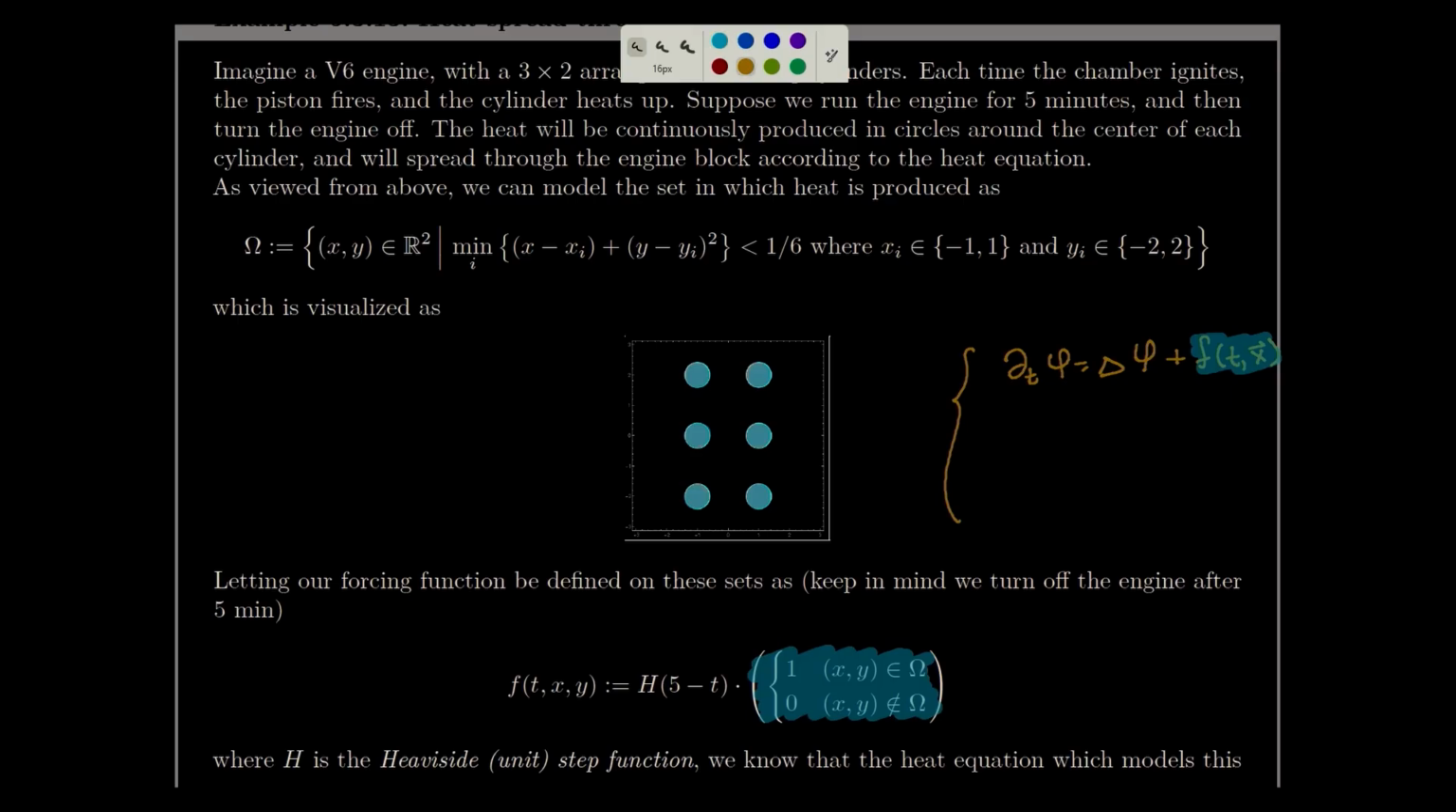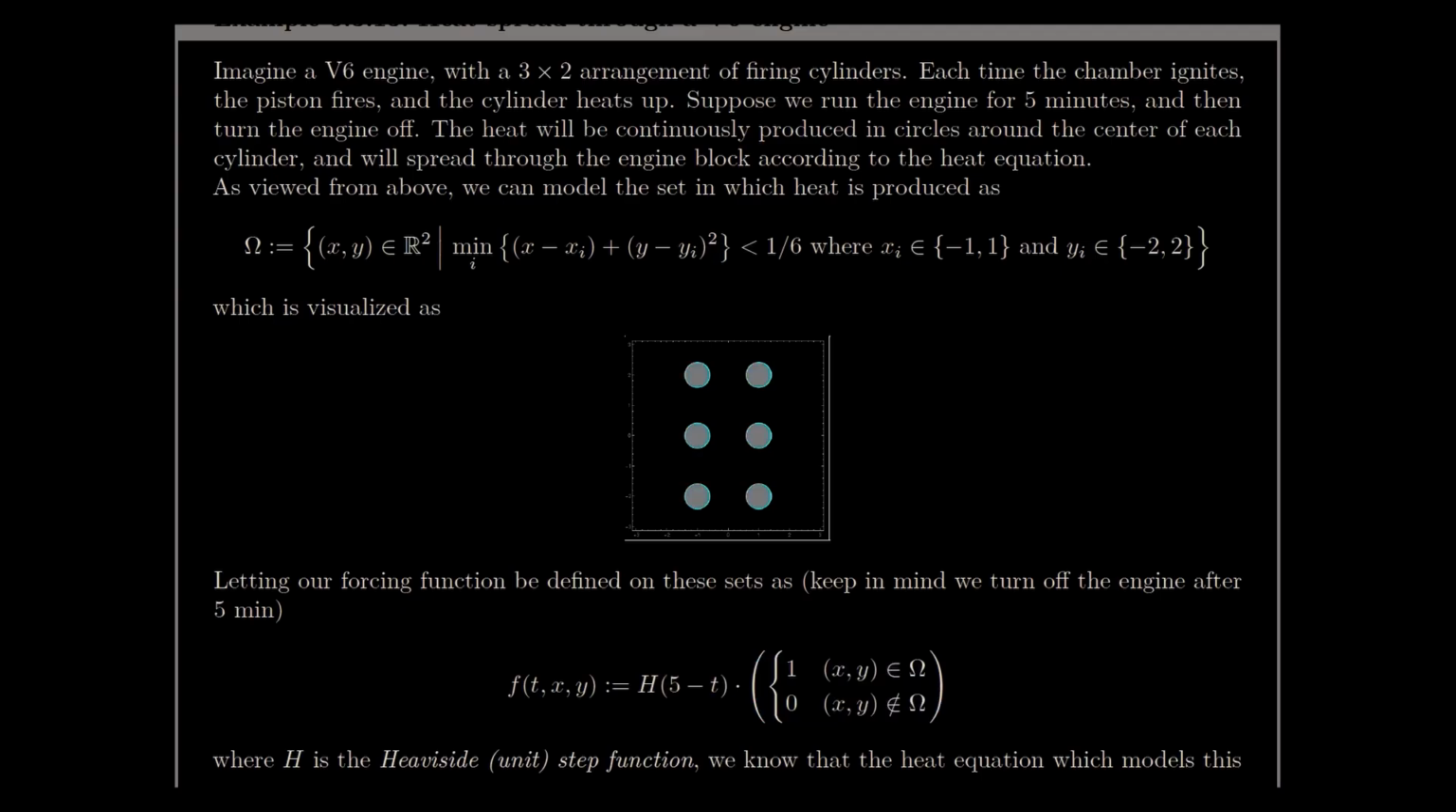But the heat addition, because it's a forcing term, shuts off after 5 seconds, and that's why I can include the Heaviside step function 5 minus t. So it turns into 0 when t is longer than 5 minutes, but within those 5 minutes, we're just going to run constant heat out of each of the cylinders and see how those spread.